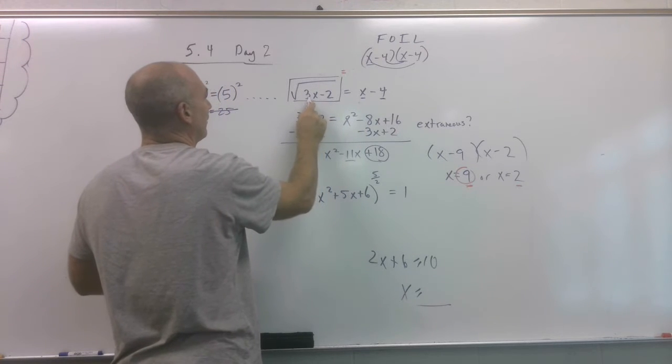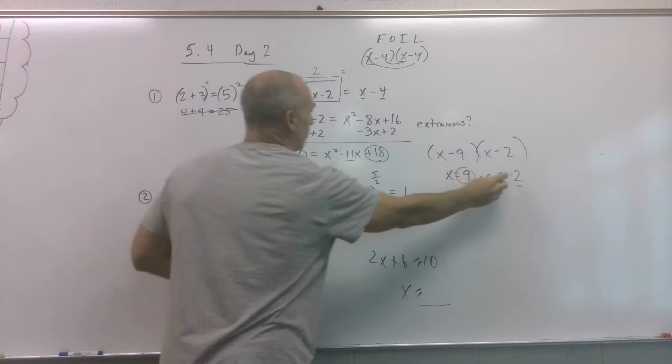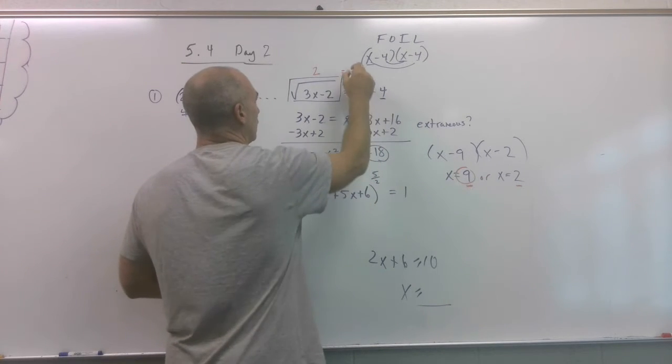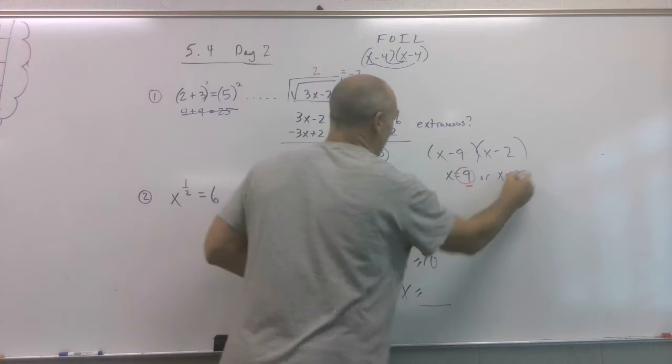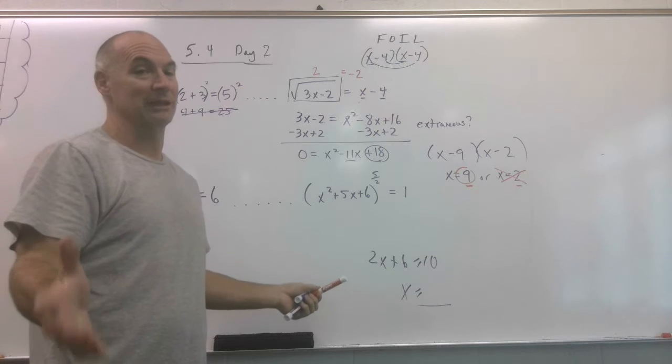Let's try the 2. 2 times 3 is 6. 6 minus 2 is 4. The square root of 4 is 2. If I put the 2 in there, 2 minus 4 is negative 2, and that's false, so that's extraneous. Doesn't work. You only get 9.